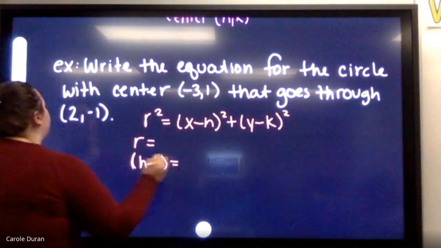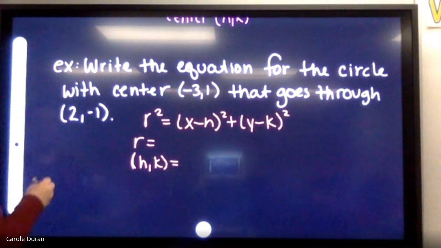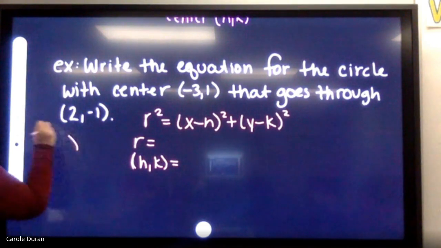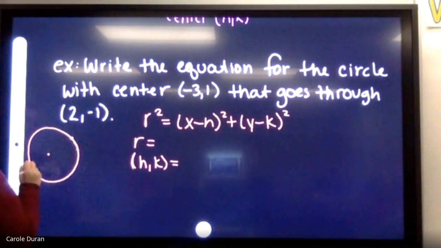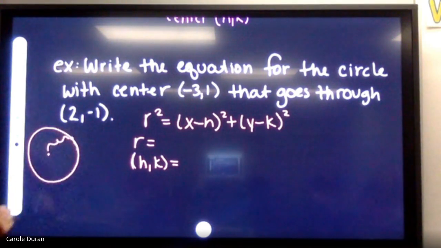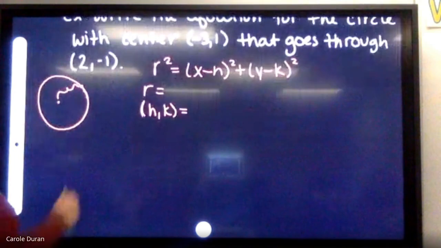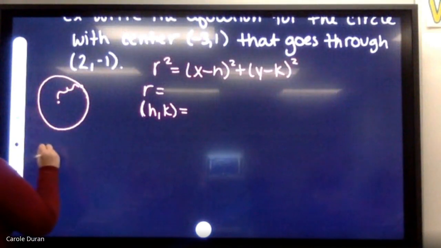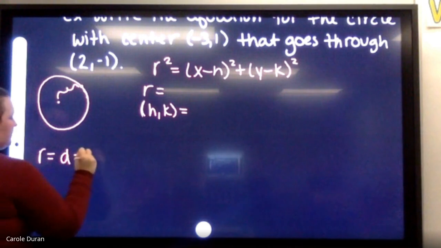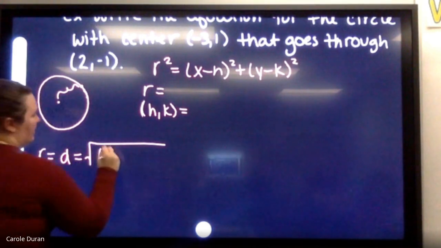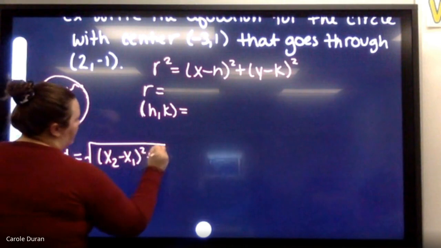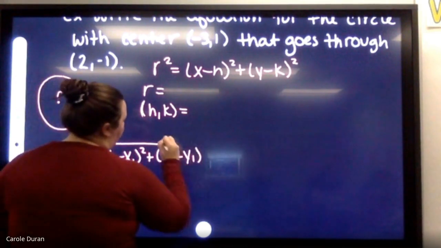So here is the ultimate question. If I have a circle that has a center, and then I have a point on the circle around it, how do I find the radius or the distance from the center to the outside of that circle? Distance. The distance formula. You said distance. Okay. So in order to find this radius, I'm going to do the distance formula, which is x2 minus x1 squared plus y2 minus y1 squared.